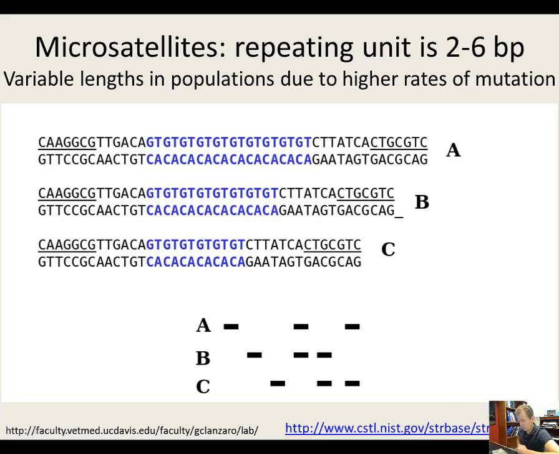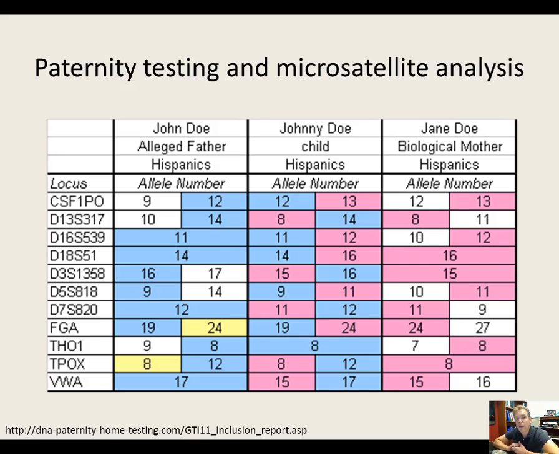Microsatellite analysis can be used for forensics, for medical science, for ancestry. It can also be used for paternity testing. Let's see how this works. Each one of these loci on the left-hand column is a different microsatellite which will be found somewhere in the human genome.